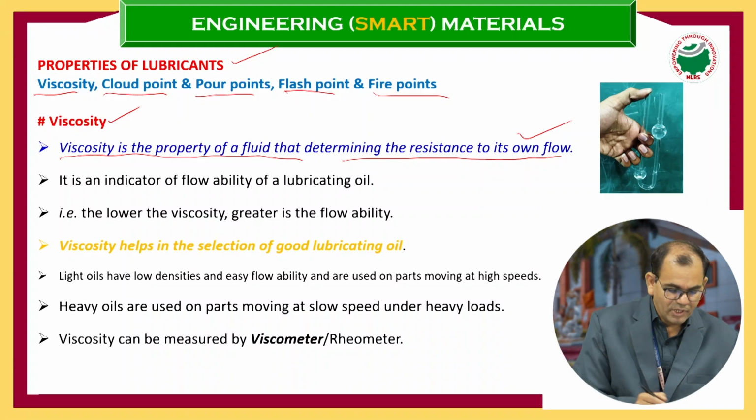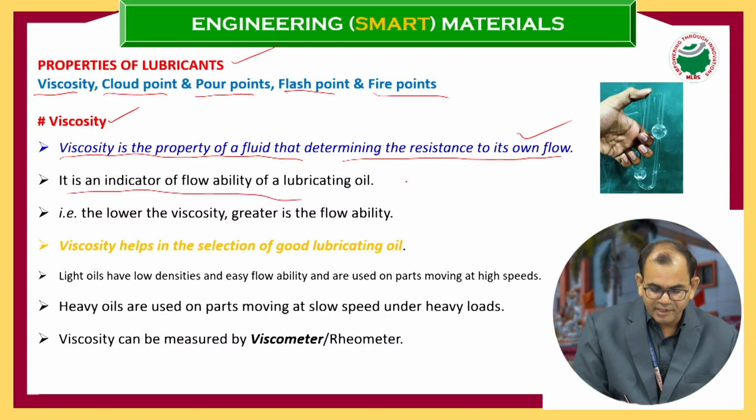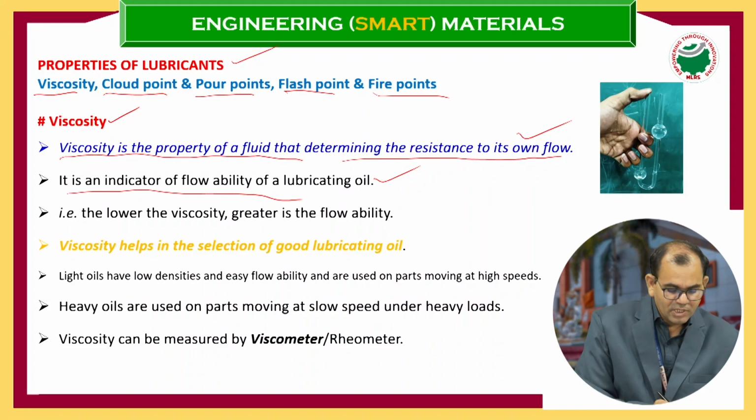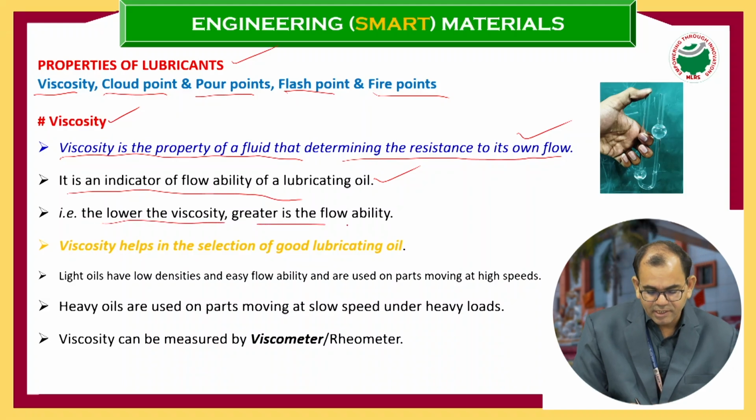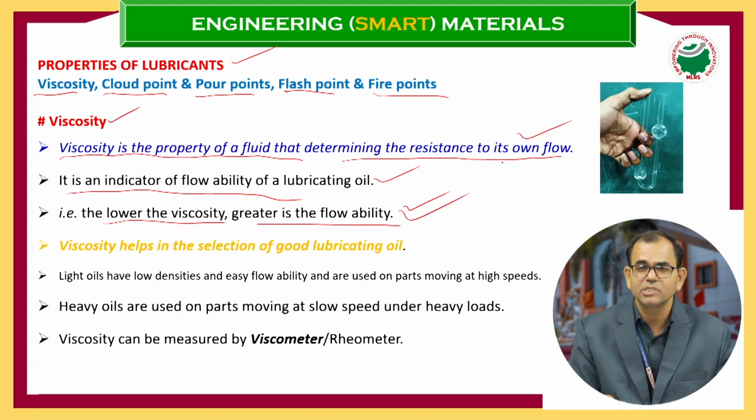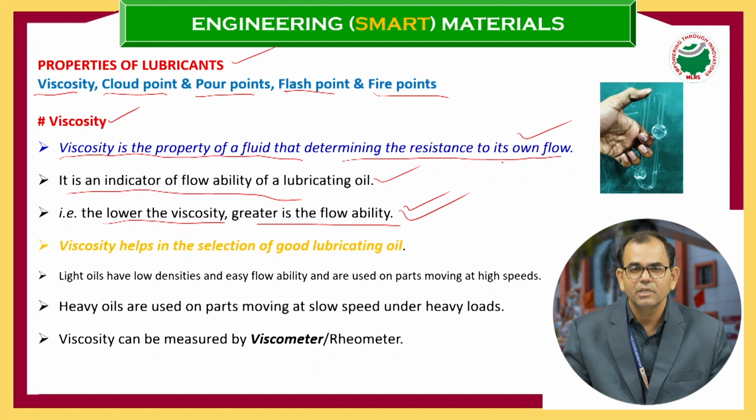Now, it is an indicator of the flowability of lubricating oil. So viscosity is a measuring or determining property of a lubricant. That is, the lower the viscosity, the greater the flowability. For example, water. What would be the viscosity, low or more? Lower viscosity. Why? Because water flows easily. Water flows easily means it is not so viscous. Its viscosity is less.